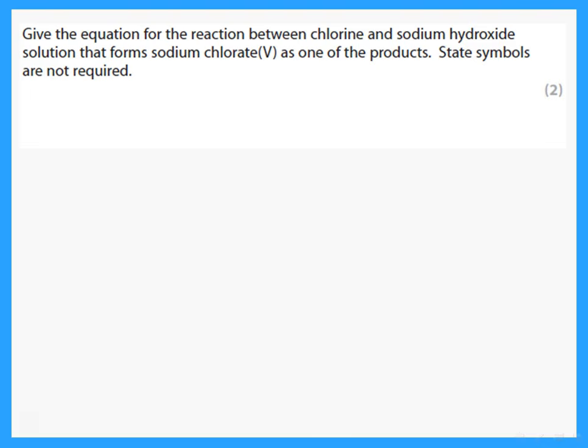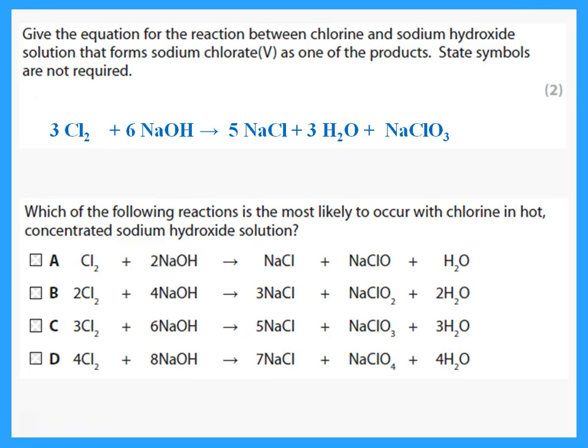Give the equation for the reaction between chlorine and sodium hydroxide that forms sodium chlorate. You should remember that this is the one with the hot concentrated sodium hydroxide that forms NaClO3. That is the sodium chlorate. Please do not forget that the equation has to be balanced. Which of the following reactions is the most likely to occur with chlorine in hot concentrated sodium hydroxide? Again, chlorine in concentrated sodium hydroxide will give NaClO3.